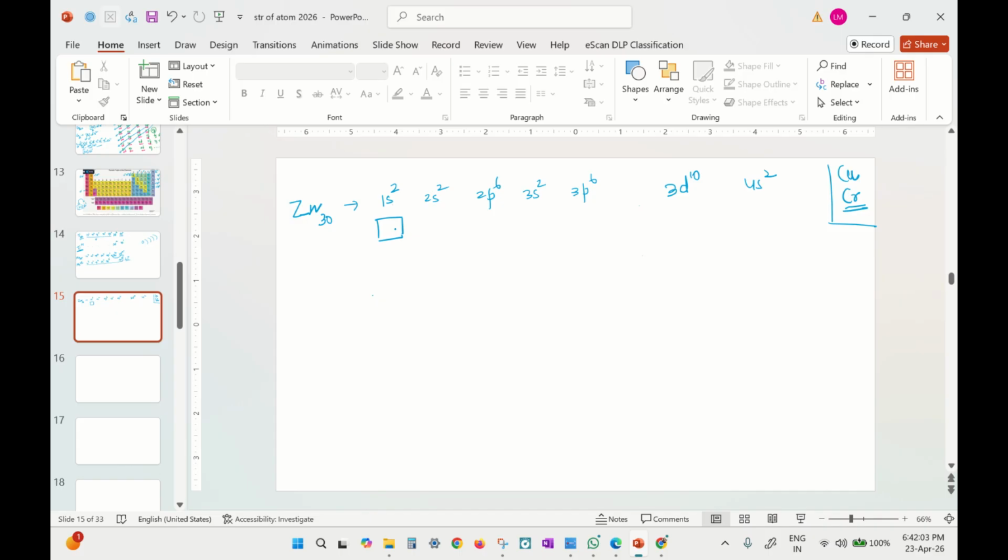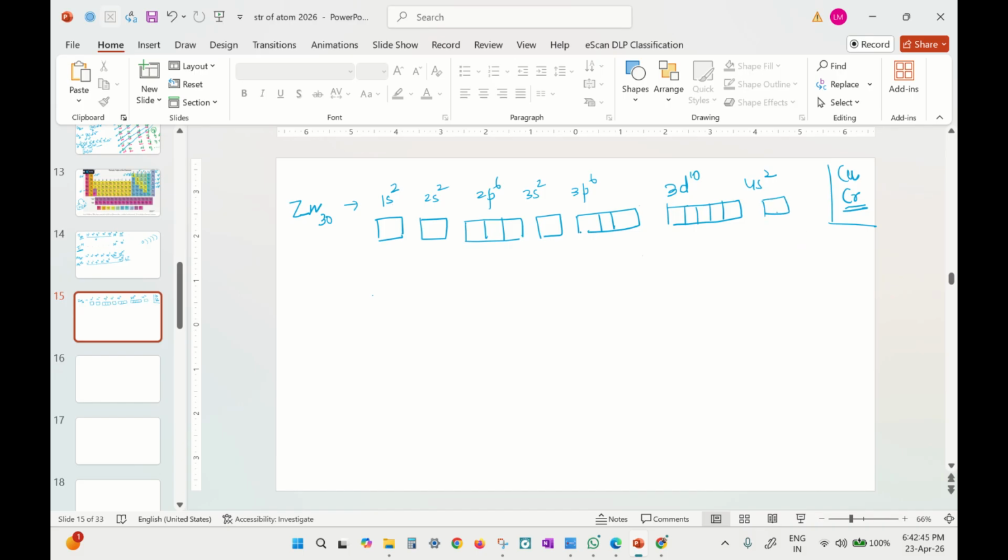Which is capable of holding two electrons. This S also has got one orbital. The S subshell will have one orbital, two electrons. P subshell has got how many orbitals? Three. So I'll put the three like this. Then again comes the 3s, one orbital. 3p, again three orbitals. D, how many orbitals? How many orientations? So I'll put them like this: 1, 2, 3, 4, and 5.